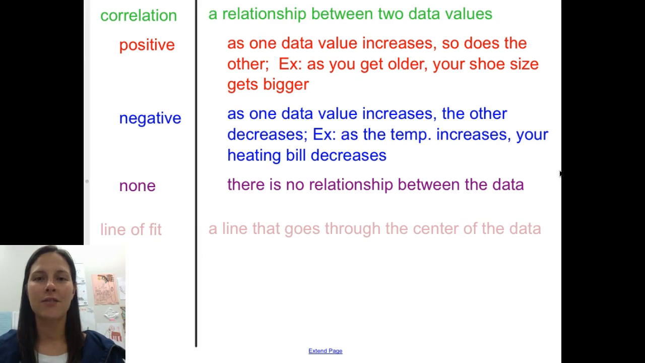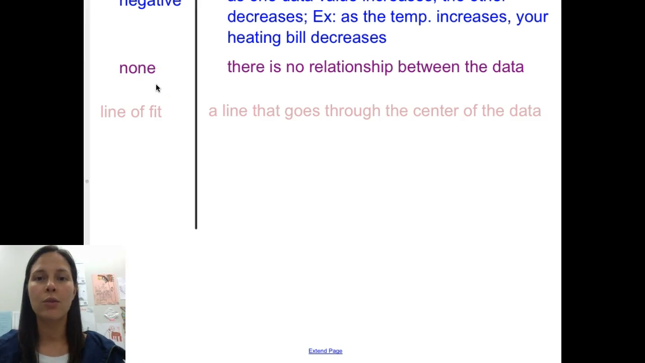You could have negative correlation, which is as one data value increases, the other decreases. For example, as the temperature outside goes up, your heating bill goes down. That has a negative correlation. Or you could have no correlation when the two data values have no relationship to each other at all.